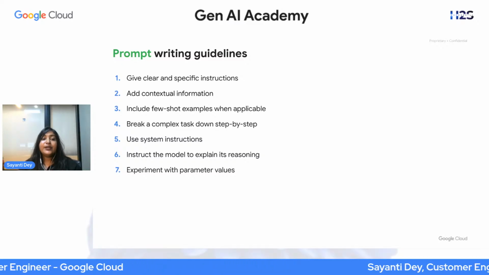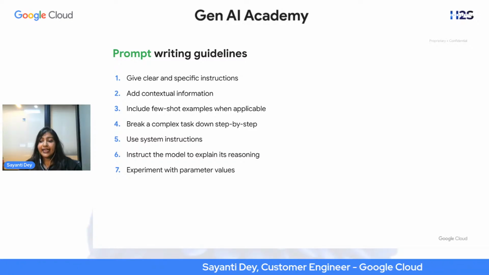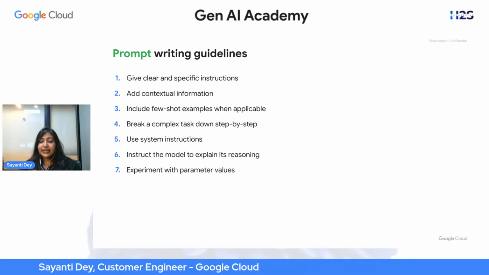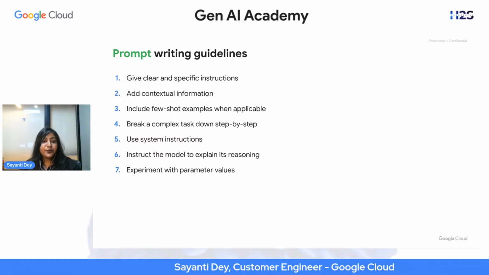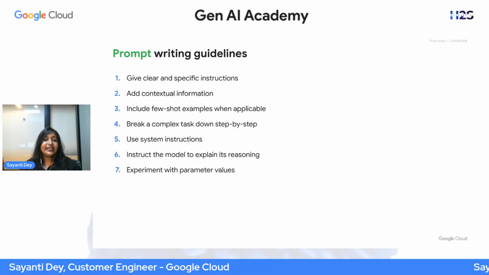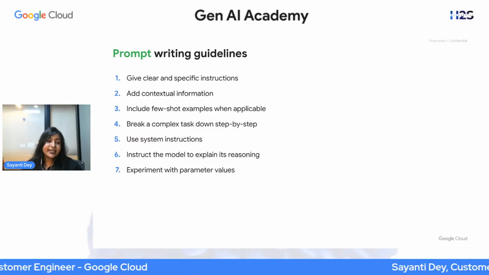You can instruct the model to explain its reasoning as well if you are getting, let's say, some hallucination, or you are not able to understand how the model is reaching a particular decision. You can ask simply the model, explain what reasoning is going behind it, or how are you reasoning this, right?